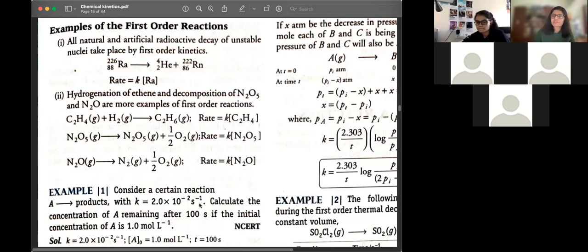Then once you know it's first order, k is given, time is given, initial concentration is given. So you just have to figure out the final one. Logarithms are involved here, but for now just use a calculator to figure it out, it will be quicker. I'll just get water. You solve this question.